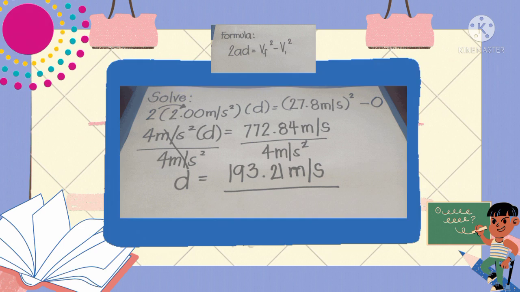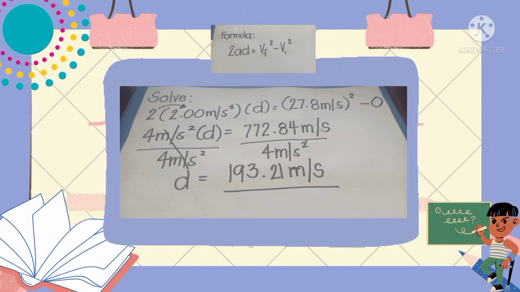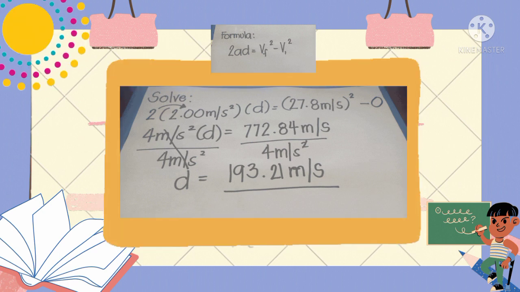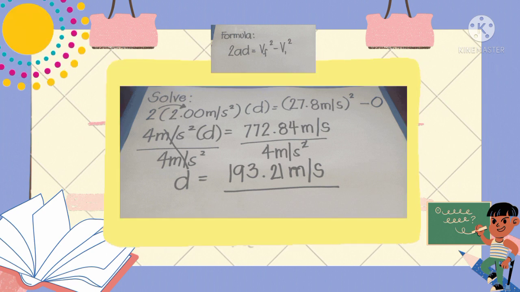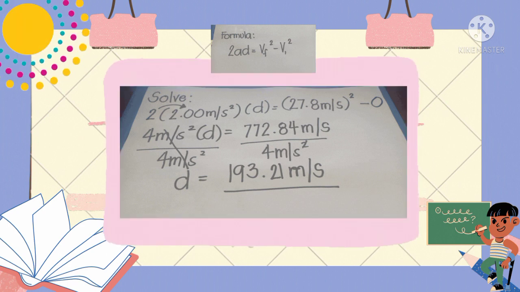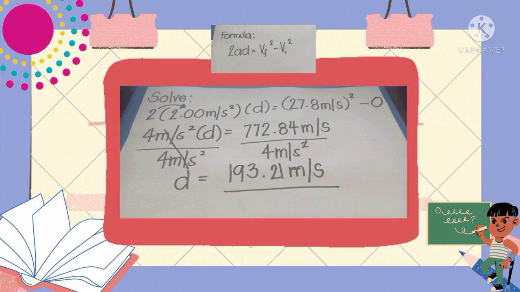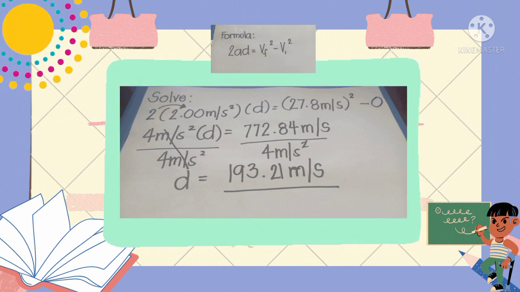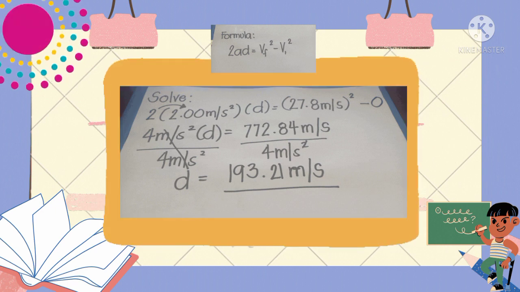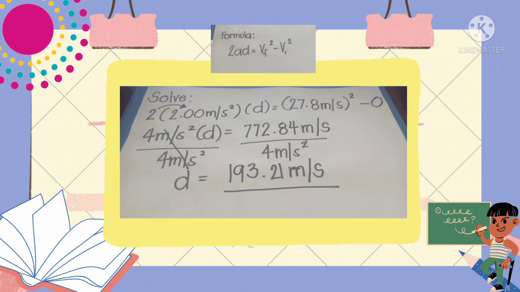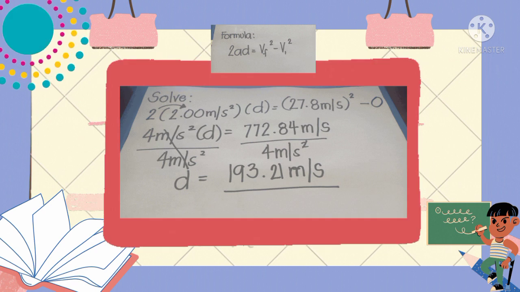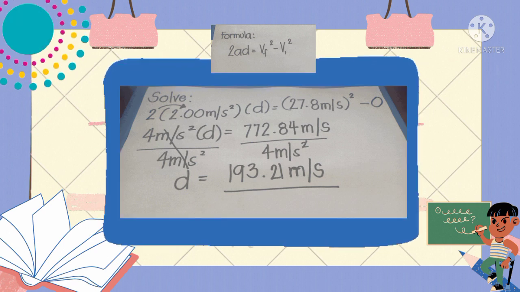All we need to do is to substitute the variables given and find the displacement. So let's substitute the given. So 2 times the acceleration, 2 meter per second squared, times the displacement, and we are looking for the displacement, so there's no value yet, is equal to final velocity, 27.8 meter per second squared, minus 0 because the initial velocity is 0. So 2 times 2, we have 4 meter per second squared times the displacement. Displacement is the one we are looking for.